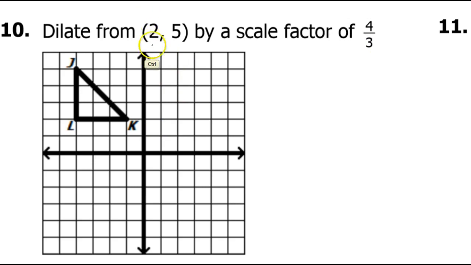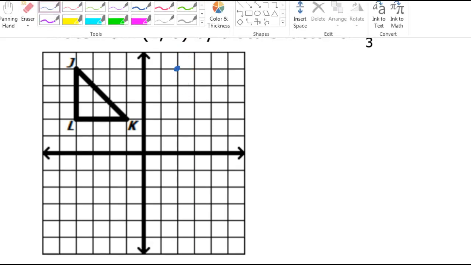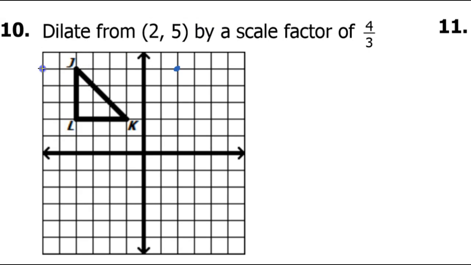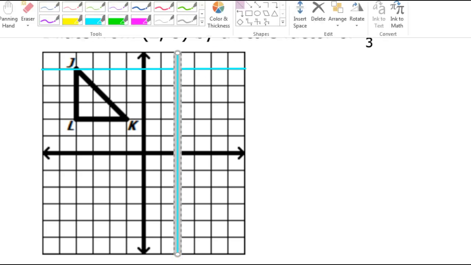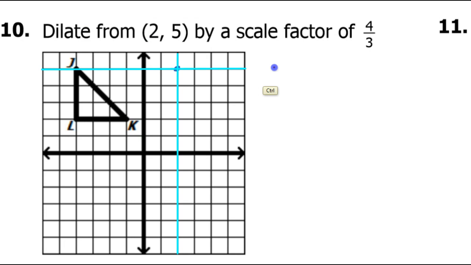But if I pretend, so the point 2 comma 5 is right here. So I'm going to pretend that this is the origin, so I can do what I did the last time. So if I pretend this is the origin, then this would be my fake x-axis, and this would be my fake y-axis. Okay, so now let's write our fake coordinates. And maybe I'll just write the word fake above this. Everything I'm about to write right now, it's all fake. The graph will be accurate, but the numbers are not actually accurate.